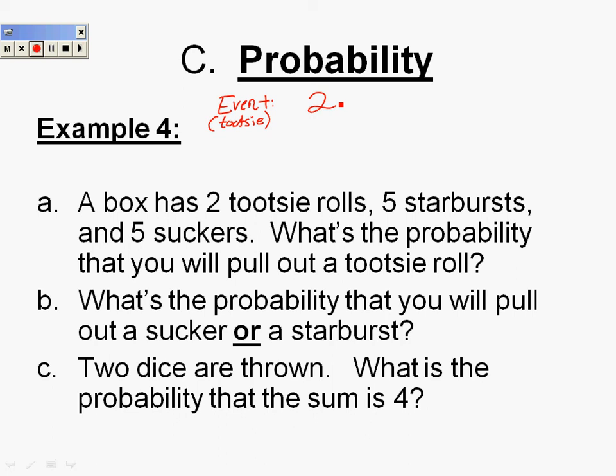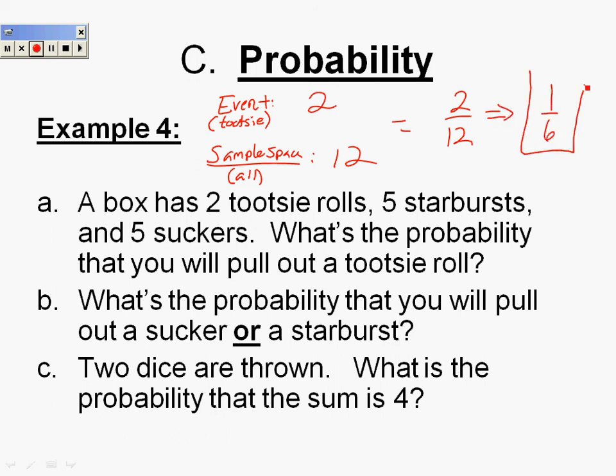All right. Now, let's look at the sample space. The sample space is all the possible candies. So, how many candies total are there? 12. I've been hearing you guys chant 12. So, the probability that it's a Tootsie Roll is a fraction of the event in the sample space. So, it's 2 out of 12, and yes, we must reduce. So, the answer is 1/6. There's a 1 in 6 chance of getting a Tootsie Roll.